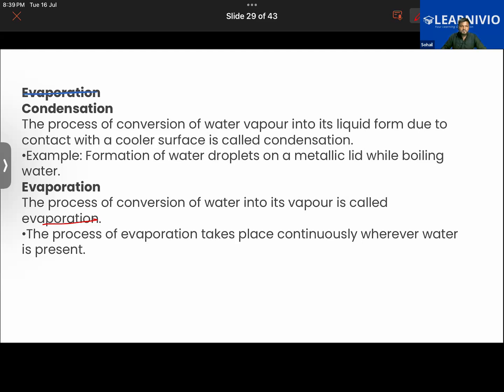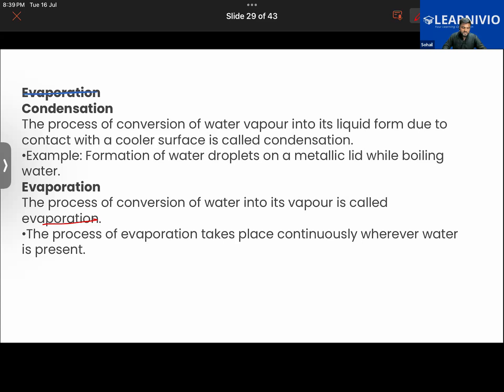Evaporation. The process of conversion of water into its vapor is called evaporation. The process of evaporation takes place continuously wherever water is present. So condensation and evaporation are phenomena that we experience every day, everywhere.